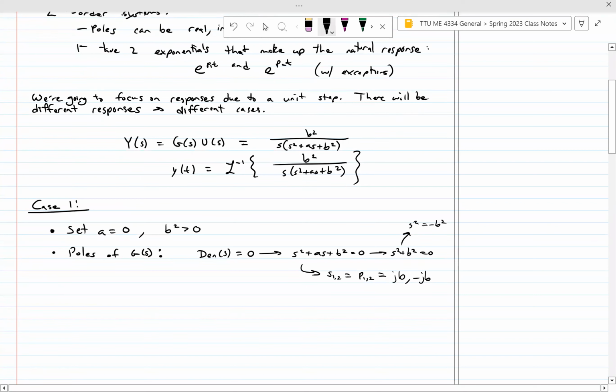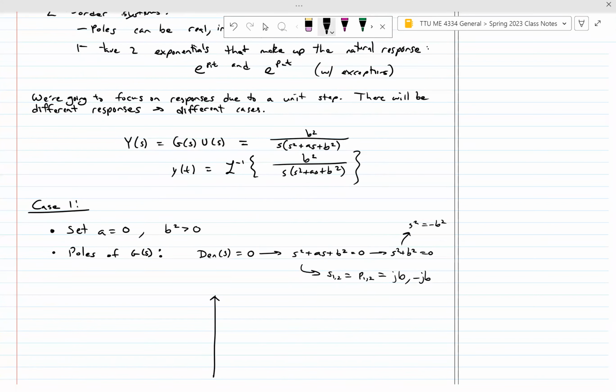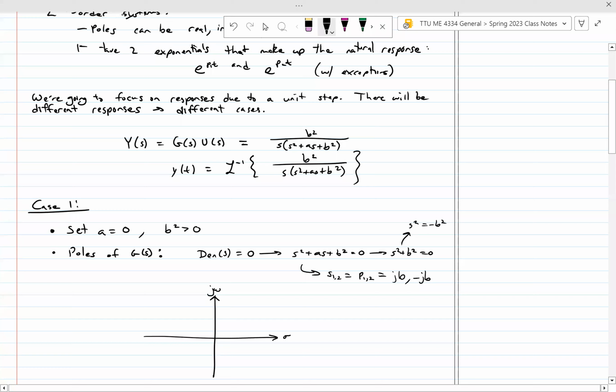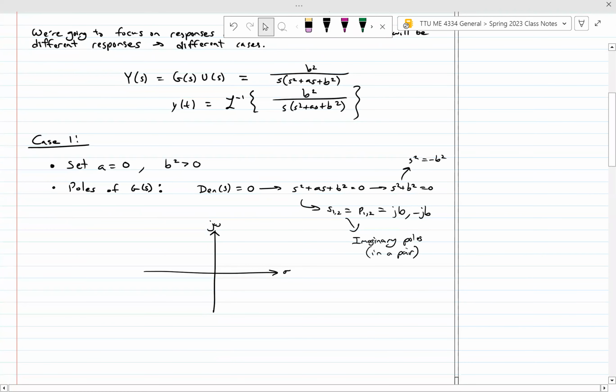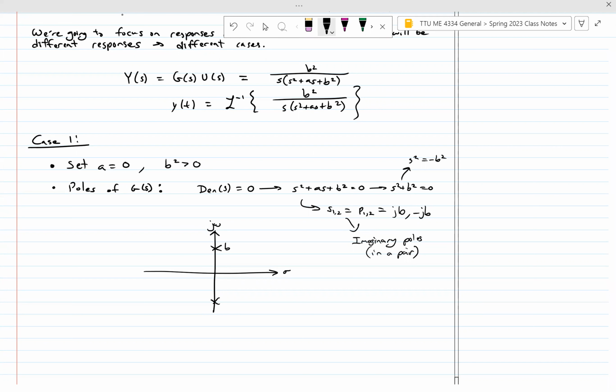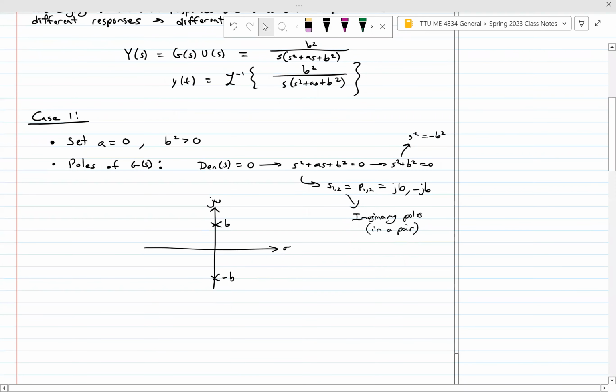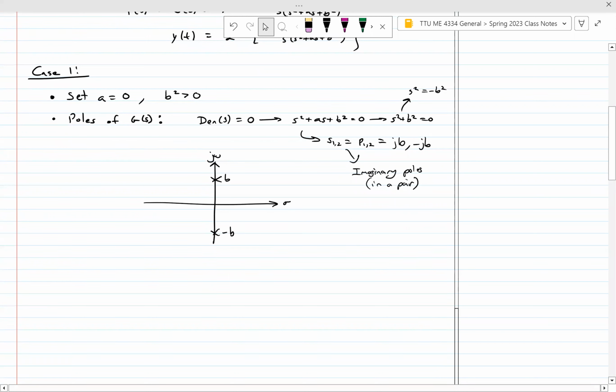All right, so if we were to draw this on our real and imaginary axes, where would these poles exist? So we've got imaginary poles in a pair, right? Where do they exist? Right here. This is B, and that's negative B, or vice versa. I guess it depends on what B's value is. They would end up on there.